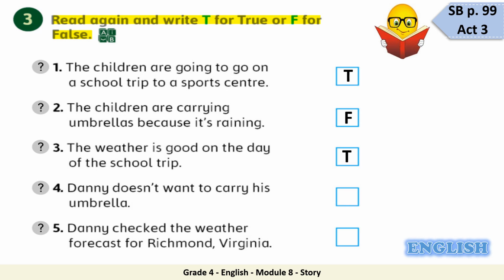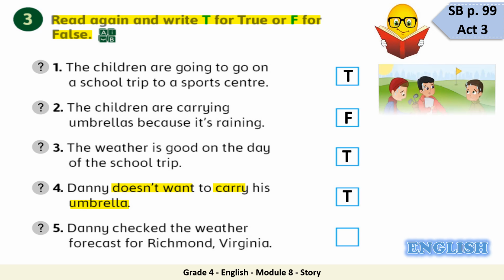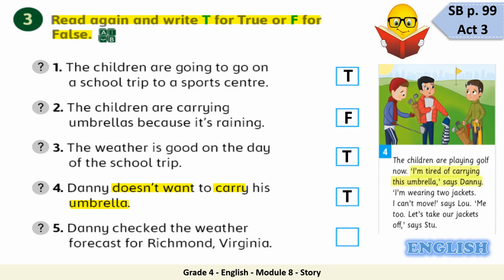Number 4. Danny doesn't want to carry his umbrella. And here are the key words. True or false? True. And here you can find the evidence.